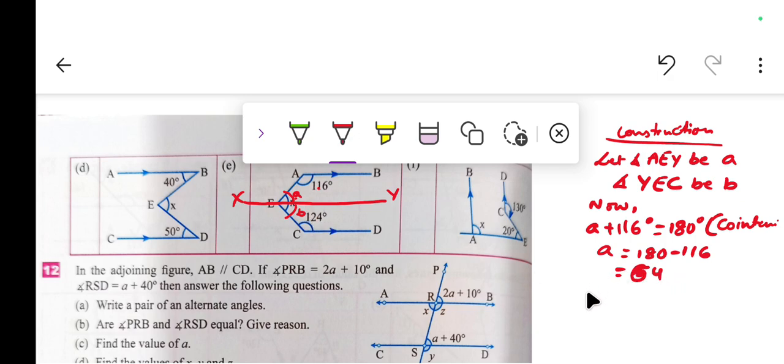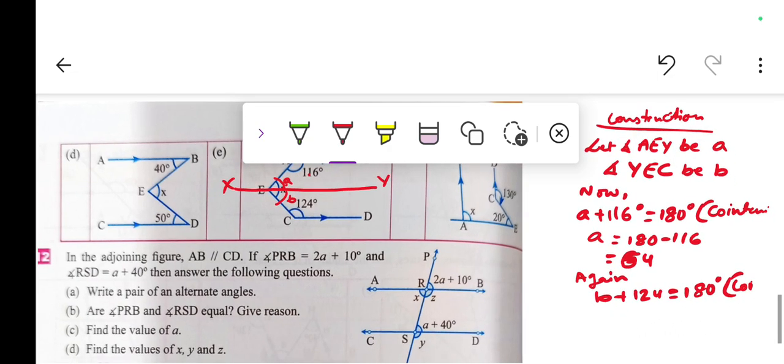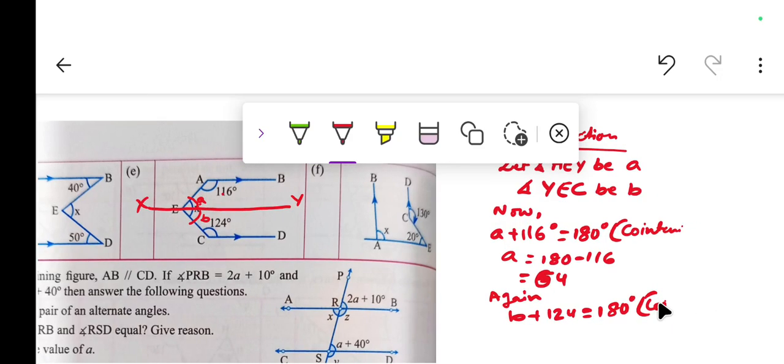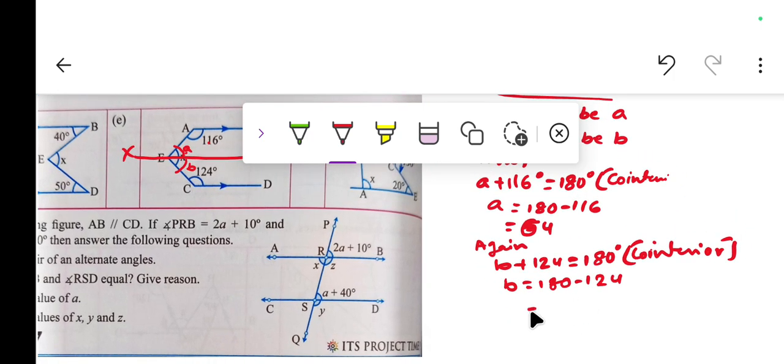Now the value of B, again in the same way you have to take it out. Again you will write, we know B plus 124 is equal to 180. For this also the reason will be the same, co-interior. The sum of co-interior angles is always supplementary. So B will be equal to 180 minus 124. That is equal to how much? Let us see. 180 minus 120 is 60, so this is 56.